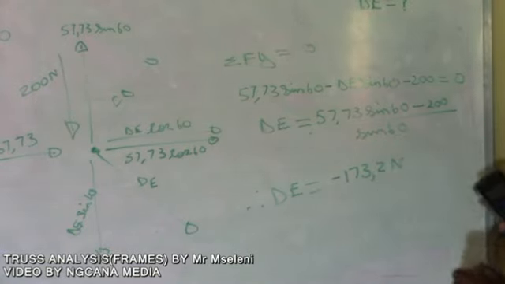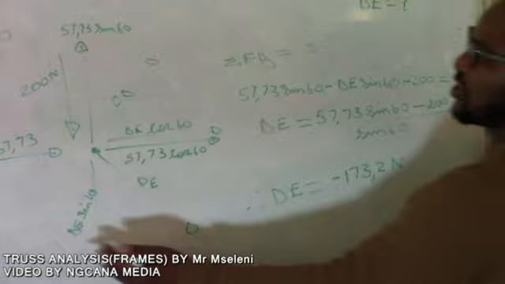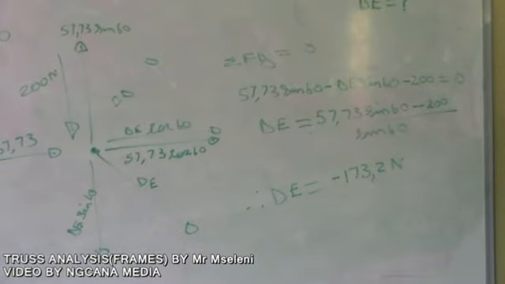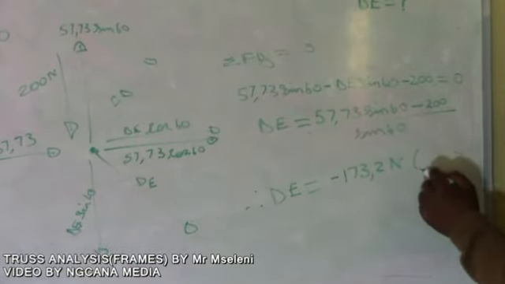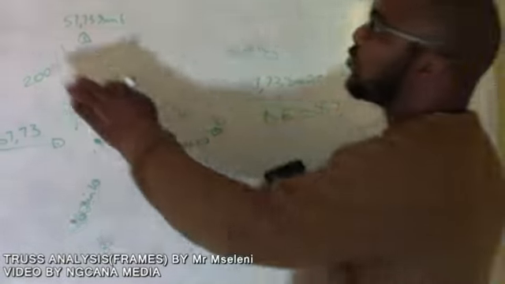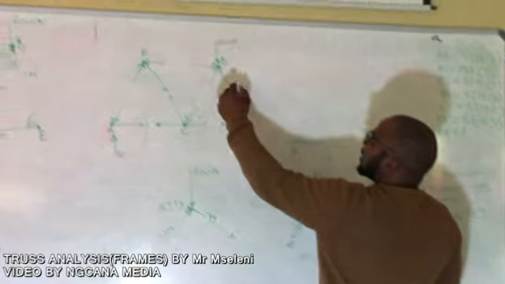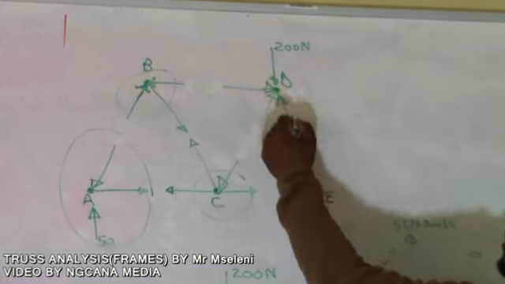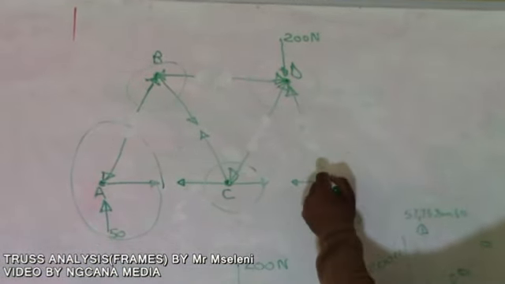173.2 newtons. Therefore, it shows that the direction of DE, which we assumed was going to be tension, is not tension. Therefore, it's compression. Therefore, you go back to your free body diagram and change the direction for DE to be compression.